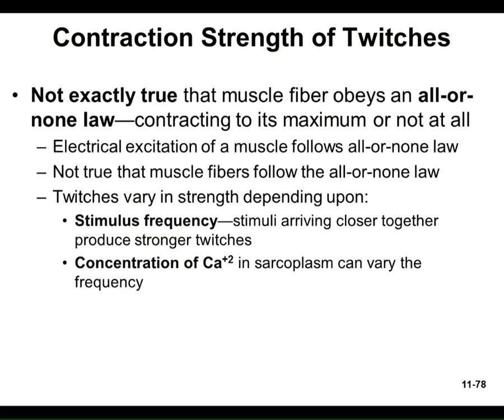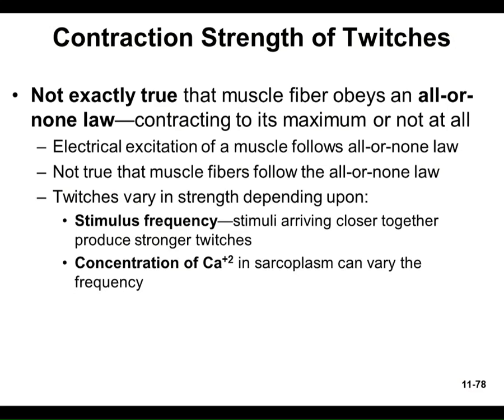In a muscle, there isn't quite this all or none phenomenon, because electrical stimulation follows all or none. So if a neuron comes down and innervates a muscle fiber, and it's strong enough of a signal, it will reach threshold, and every sarcomere within that muscle fiber will contract. But it's not true that the entire muscle fiber will follow an all or none, because there's a difference in intensity, and there's a difference in the amount of concentration of calcium, and there can be a lot of other differences that can vary a twitch.